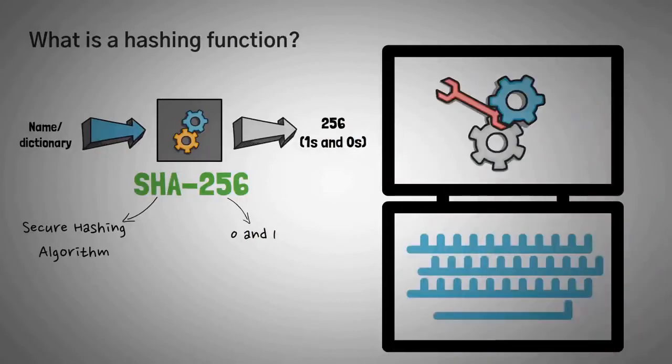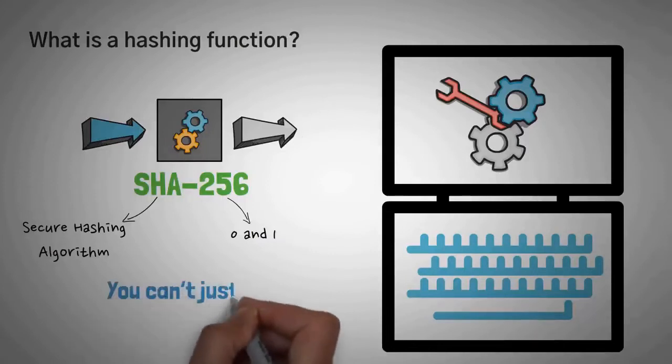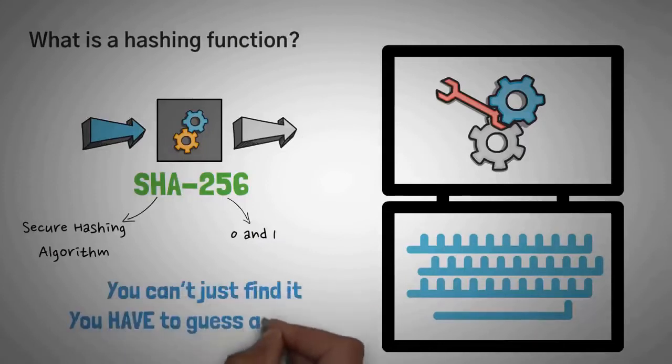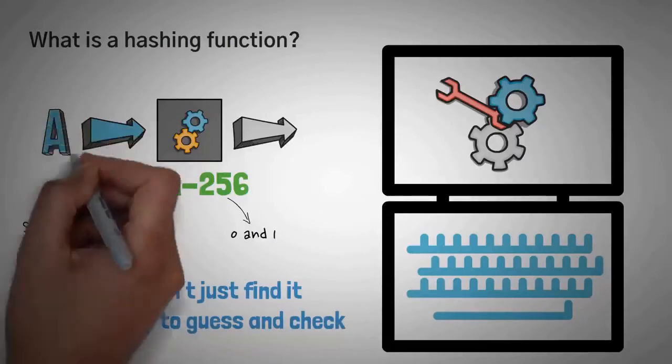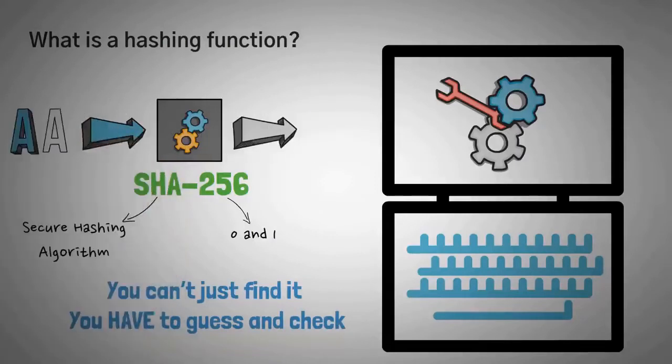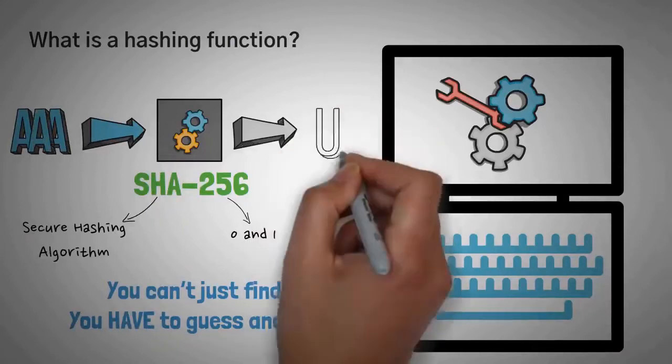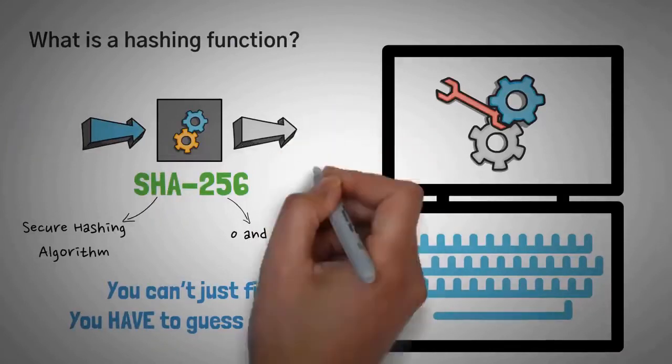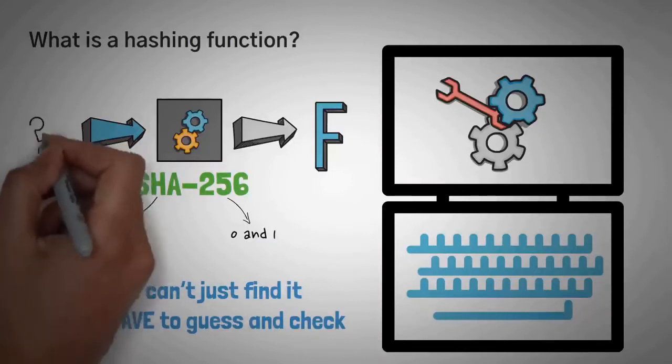Now, our computers are smart, so they convert these zeros and ones to letters and numbers. It is a complicated process and could be a video on its own, but essentially, with hashing functions, you need to know three main things. Number one, you can't find the input of a hash, you have to guess and check. So if you give it A, it will give you D. Then if you give it AA, it'll give you J. And then if you give it AAA, it'll give you U. Imagine if you wanted to find out what gave you an F. You'd have to just keep adding more A's until you found it.